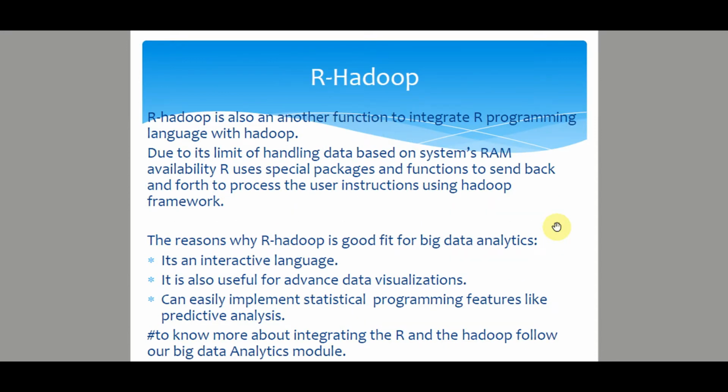Let's start with R-Hadoop. R-Hadoop is another function to integrate the R programming language with Hadoop. Due to its limit of handling data based on the system's RAM availability, R uses special packages and functions to send data back and forth to process the user's instructions using the Hadoop framework. The reason why R-Hadoop is a good fit for big data analytics is that it is an interactive language used for advanced visualization and can be easily implemented with statistical programming features like predictive analysis.